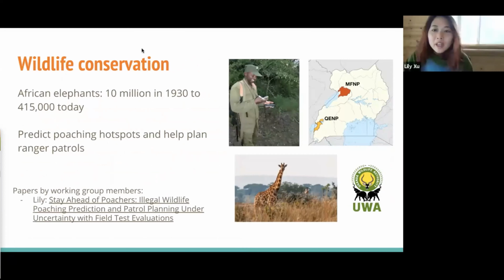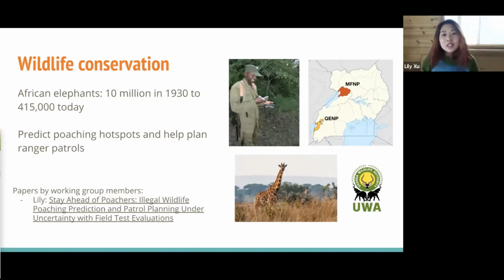The wildlife conservation problem is particularly stark in Africa, and let's look at the problem of African elephants as an example. Less than 100 years ago, there were over 10 million elephants throughout the continent, but today there are only about 415,000. So in the course of under 100 years, the population of elephants is just 4% of what it previously was. So we have drastic biodiversity loss.